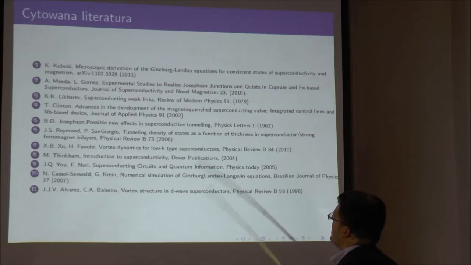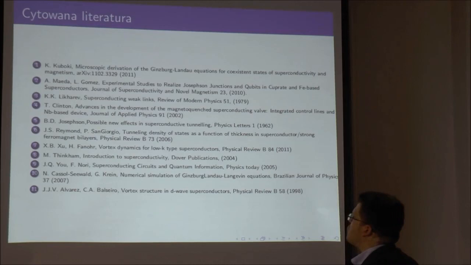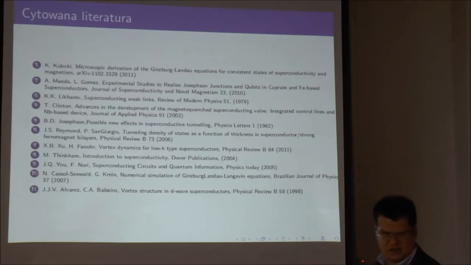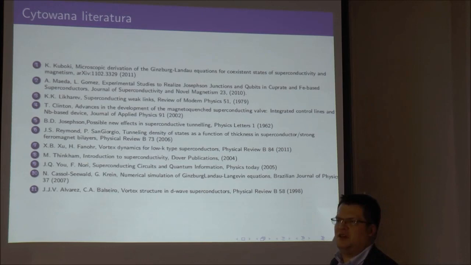There is the Gomez and Maeda work on experimental studies to realize Josephson junctions and QBs in cuprate and Fe-based superconductors. So this is one experimental work. There was another experimental work done by Clinton, but he never built the theory for the structures. There is also Professor Eschrick, but he was going into a quasi one-dimensional description of such systems. So in a sense, I'm probably still quite much alone, the person with the theory, but obviously I have to speed up to produce more results to be recognized. So, yeah, that's what I can say.